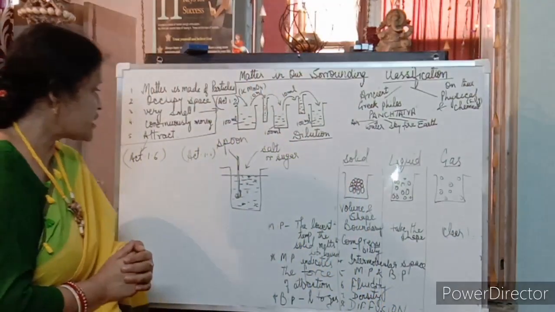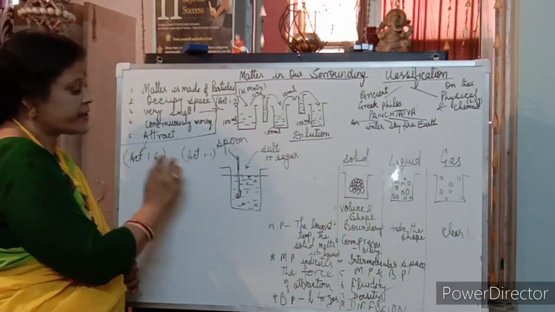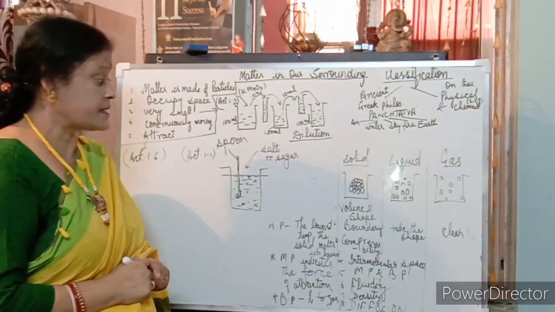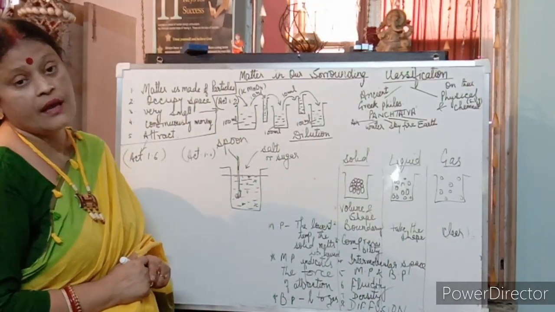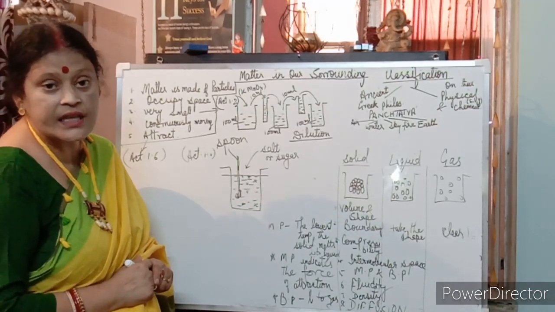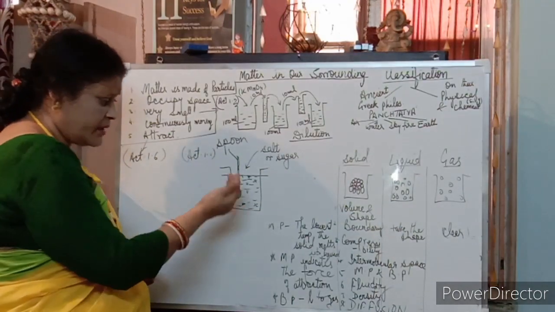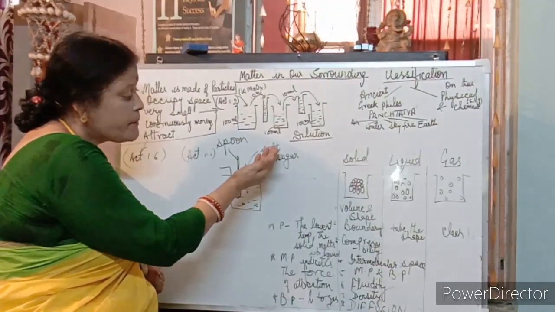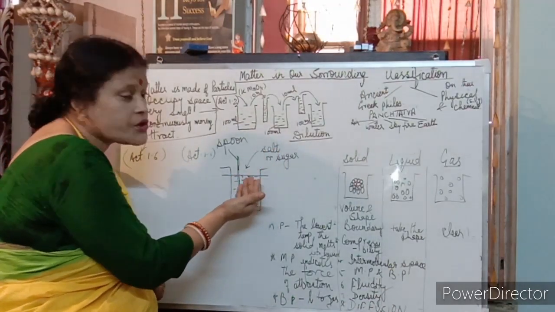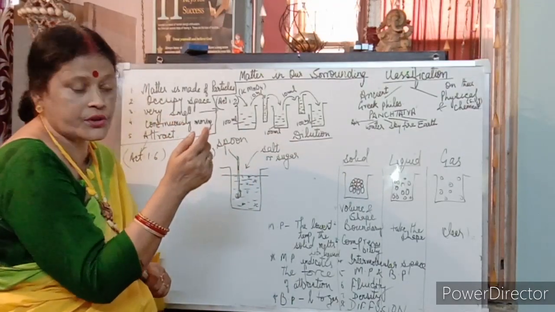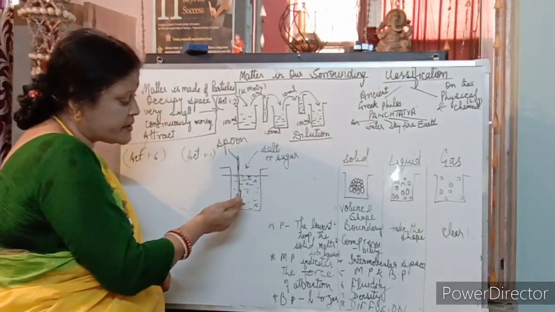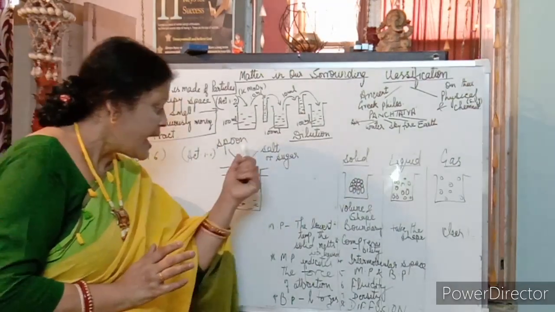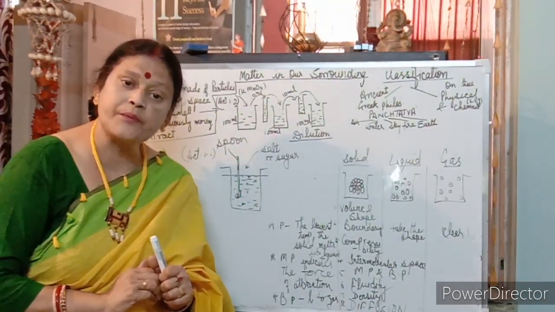Now, the first property of matter is that matter is made up of particles. How will we prove this? By doing an activity. We'll take a beaker full of water, and put in some particles of salt or sugar, not both, salt or sugar. When we see, it will dissolve, and we will find transparent water.